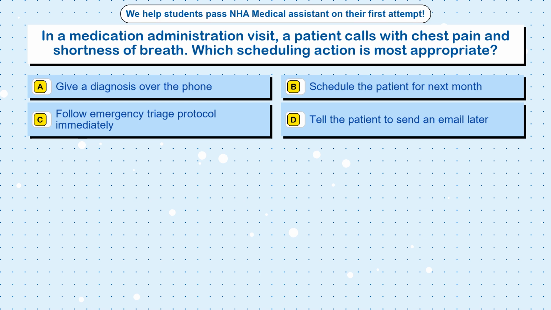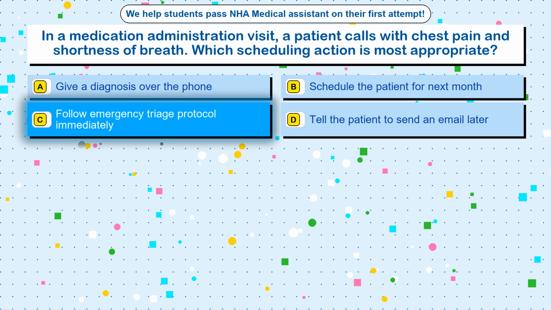Option A. Give a diagnosis over the phone. Option B. Schedule the patient for next month. Option C. Follow emergency triage protocol immediately. Option D. Tell the patient to send an email later. The correct answer is option C. Follow emergency triage protocol immediately.